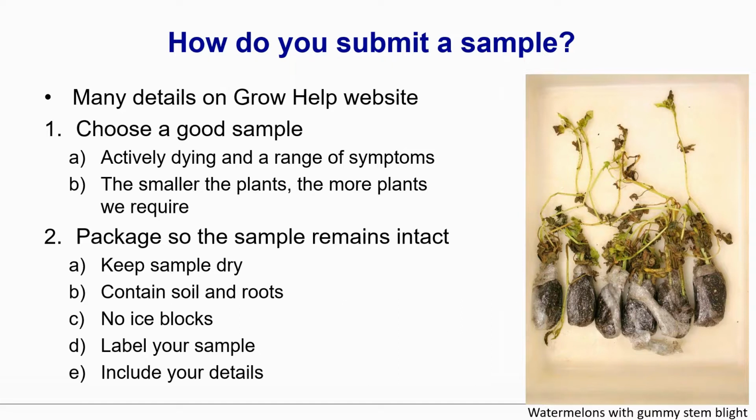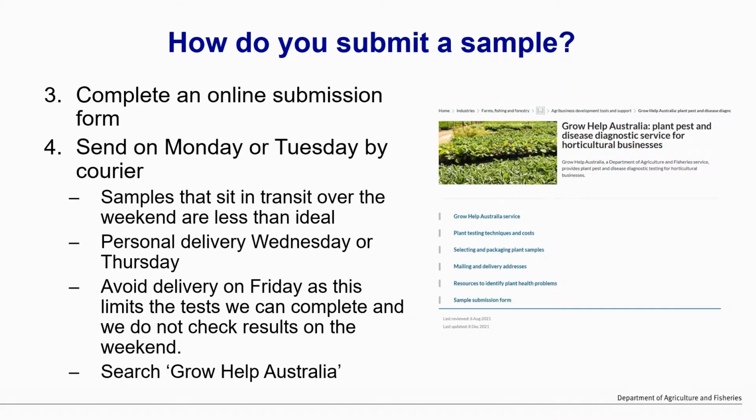Watermelons, gummy stem blight. Okay, so we have an online submission form and you need to complete that for your samples. Hopefully that will be changing soon, the form, we're trying to upgrade it, but it's been a process. It's best to send samples by courier on a Monday or a Tuesday. Wednesday can be a bit dicey, particularly if you're using Australia Post. COVID has really impacted transit times, so it is safest to send on a Monday and Tuesday.